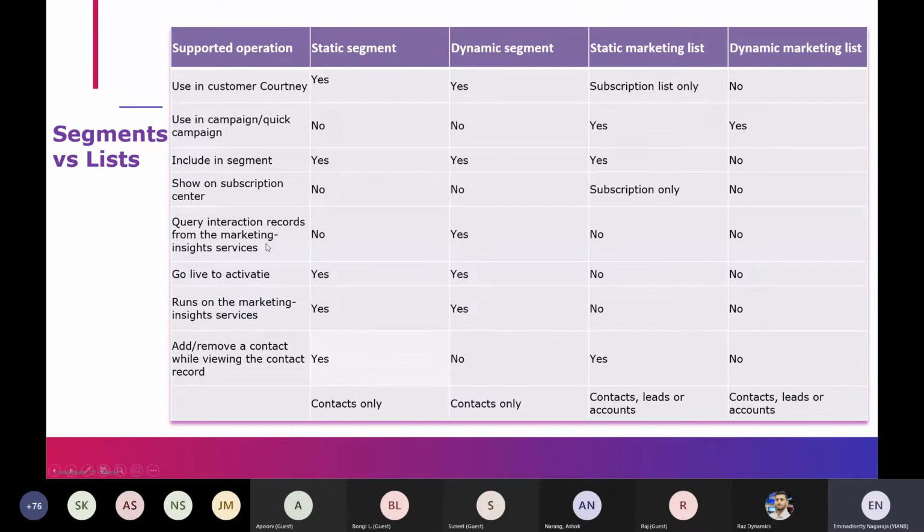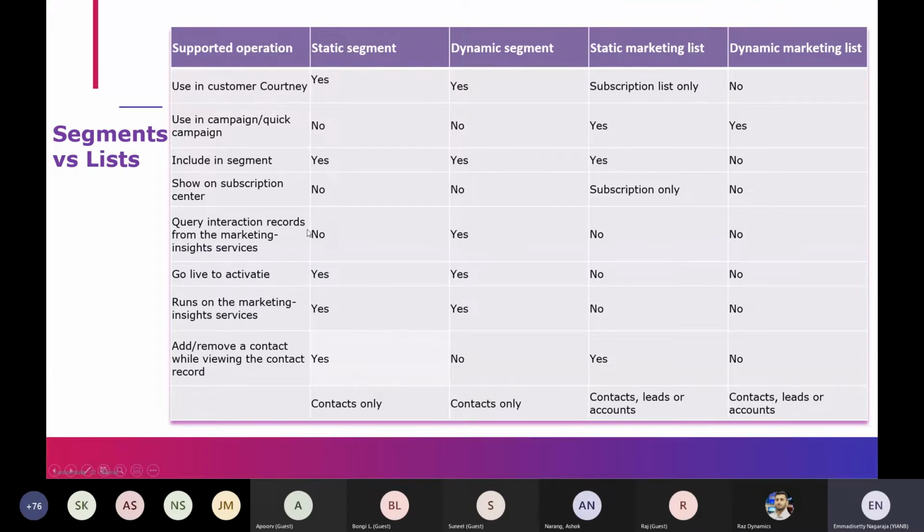And then, as I said, the major capability of segments is that you query interaction records from the marketing insights service. When you distribute some marketing activities and customers interact with those activities, if you want to define a query based on those interactions, for example, who has clicked the emails or who has opened the emails, you can query that data using only dynamic segments, but not static segments, and not static and dynamic marketing lists.